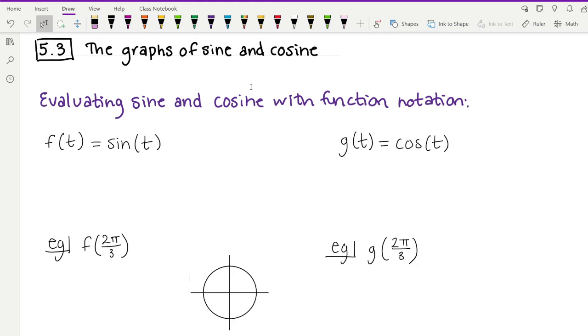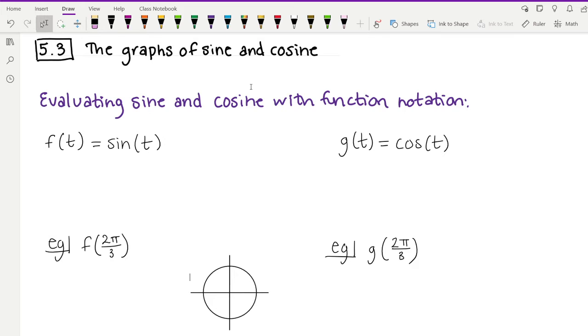Hi everyone. In this video, we're going to be looking at the graphs of sine and cosine. So you might remember a few videos back, I told you that one of the main goals of this class was to get comfortable with trigonometric functions so that we could add them to the list of functions that you know, along with linear functions, polynomials, rational functions, exponential functions. We want to be able to add trigonometric functions to that list.